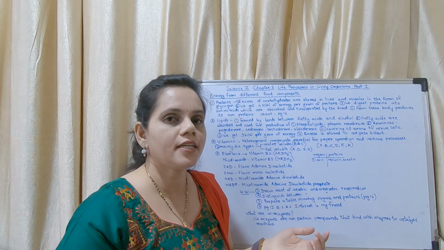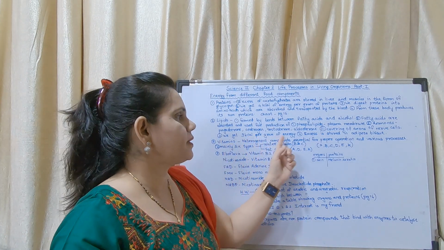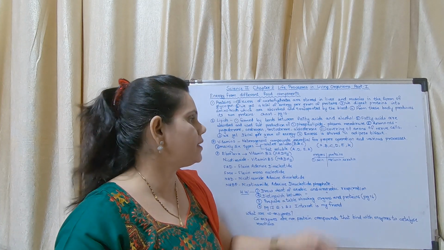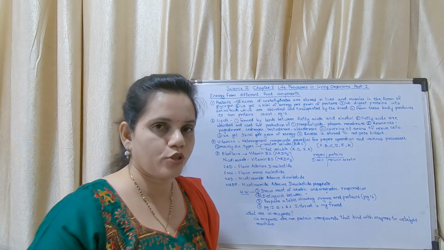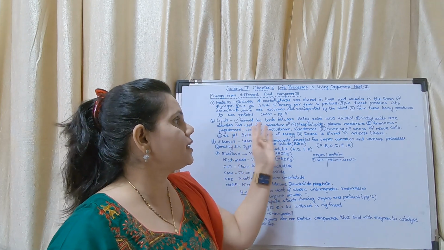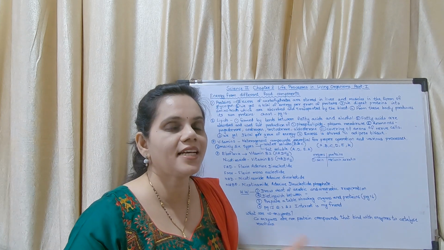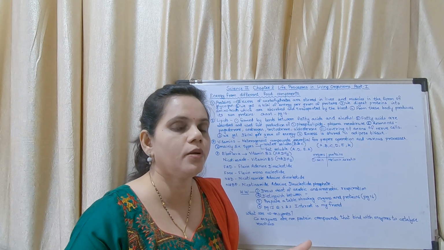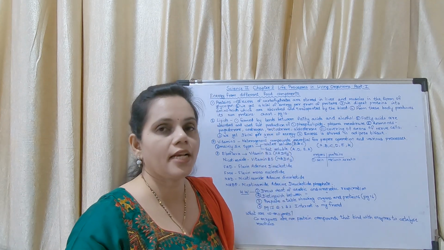For that you need to eat lipids. We get 9 kilocalories of energy per gram from lipids, and excess lipids are stored in adipose tissue. So what are lipids? Lipids are formed of fatty acids and alcohol. Basically, in common language they are called fats. Okay, so this is about lipids.